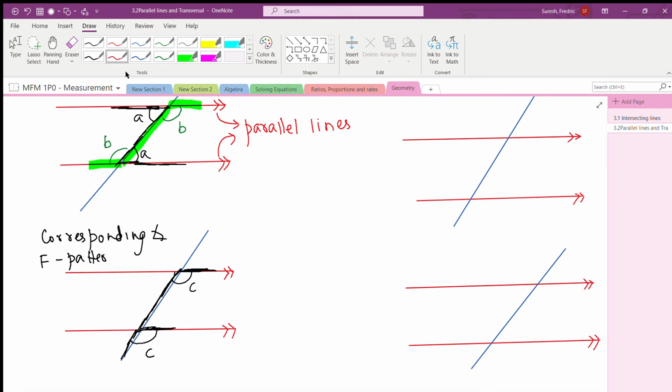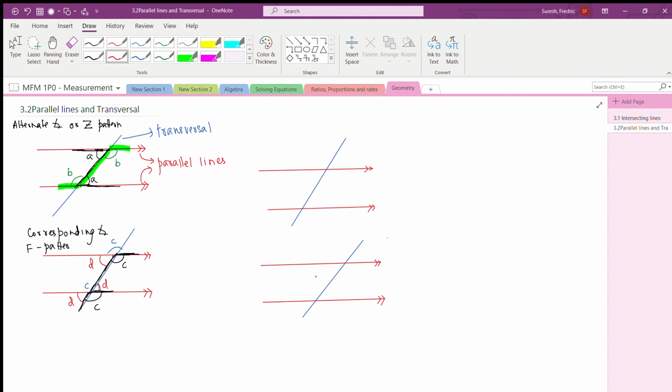So you can draw other F patterns as well. So that is equal to that as well. Okay, we can also say that this angle is also C. We know that from the earlier video, and we know that that angle is also C because it's a vertical angle. This angle is also D because that is a vertical angle as well.